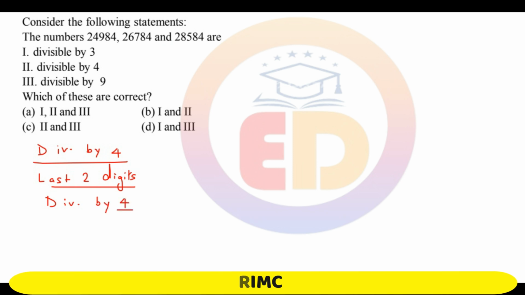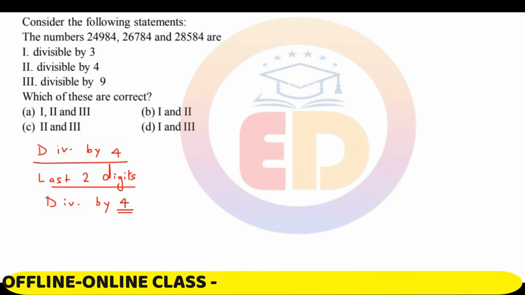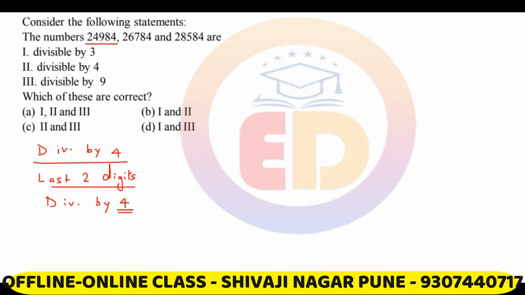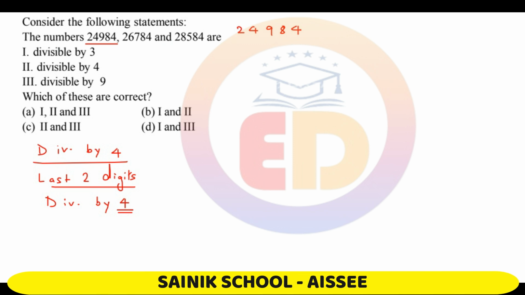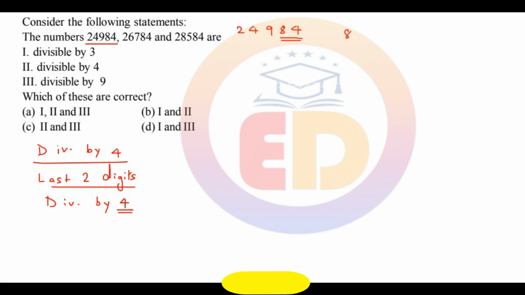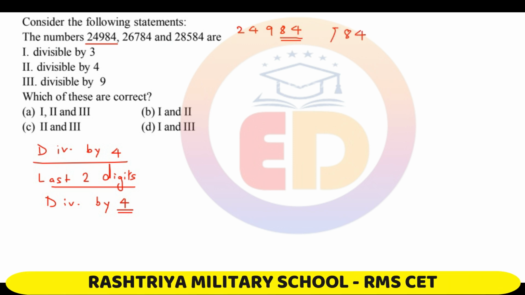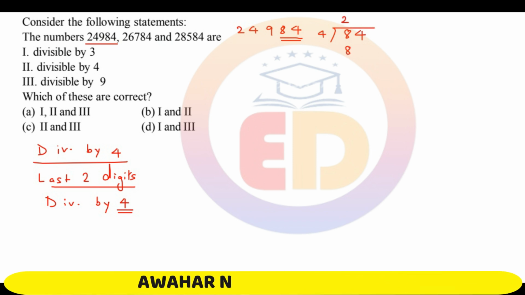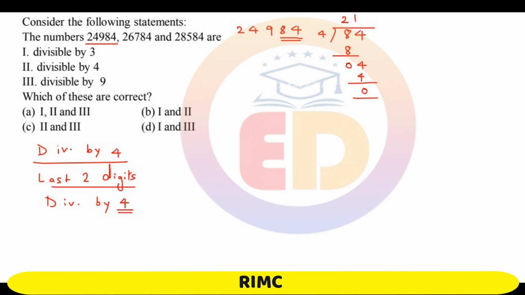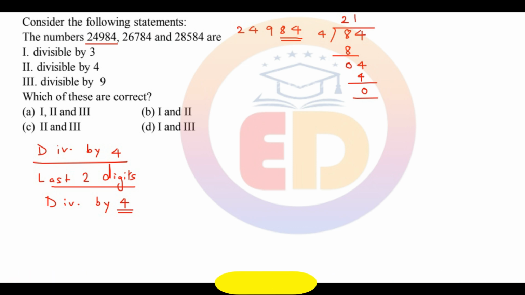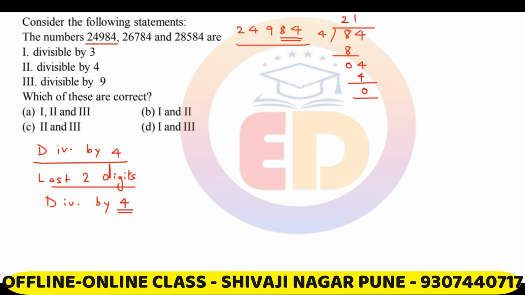Let us take the last two digits of 24,984. The last two digits are 84. Let us check if 84 is divisible by 4. 4 2s are 8. 4 1s are 4. Giving me a remainder 0, it means the last two digits are divisible by 4, so this complete number is divisible by 4.